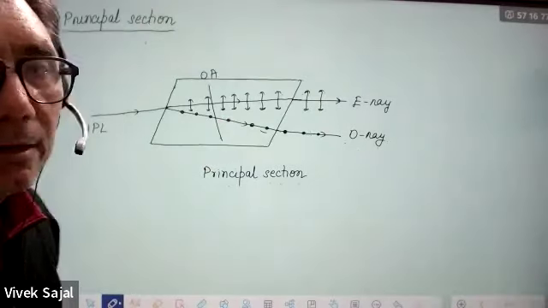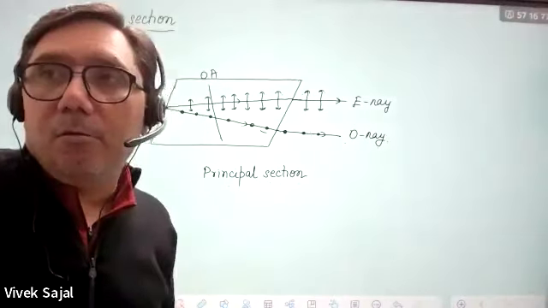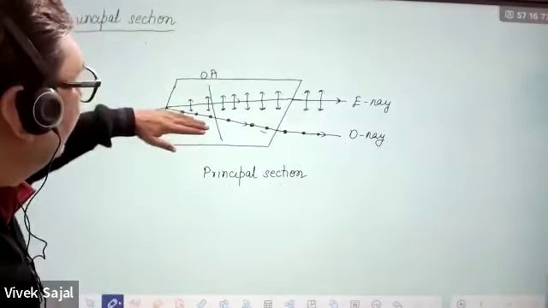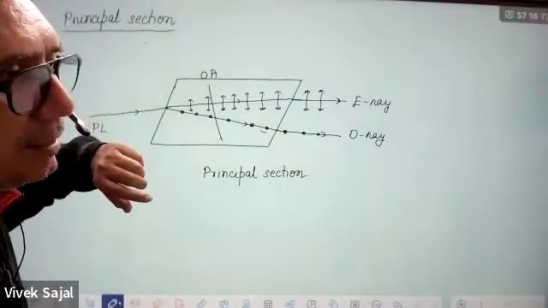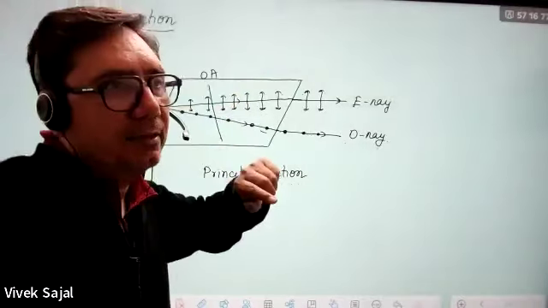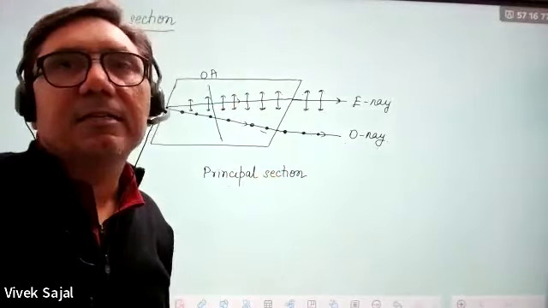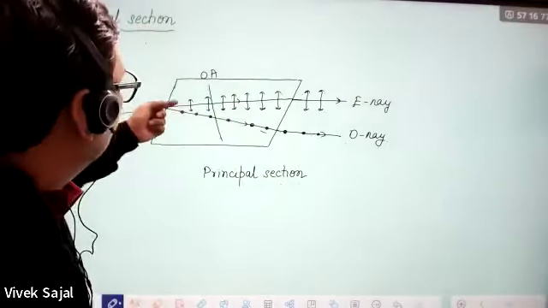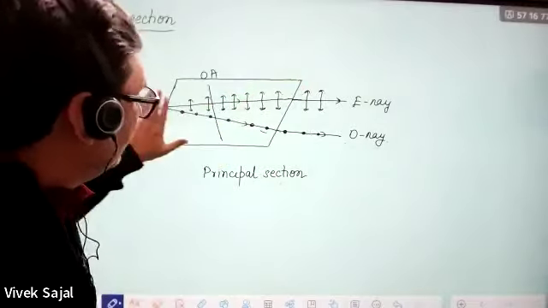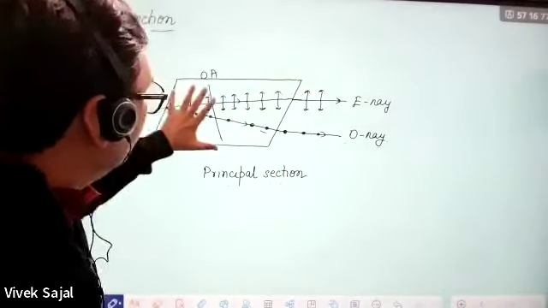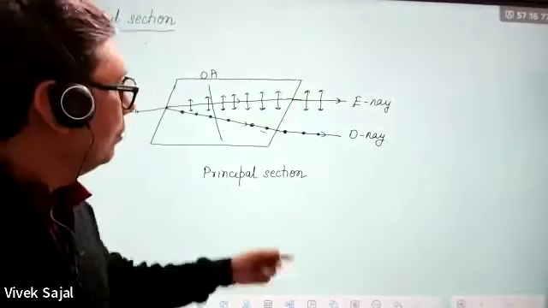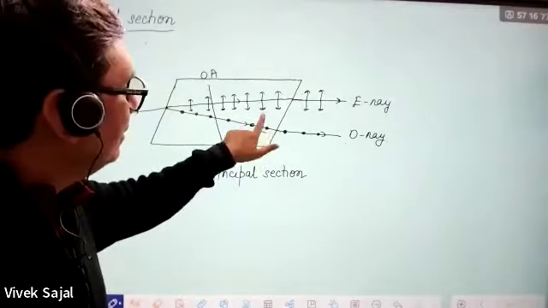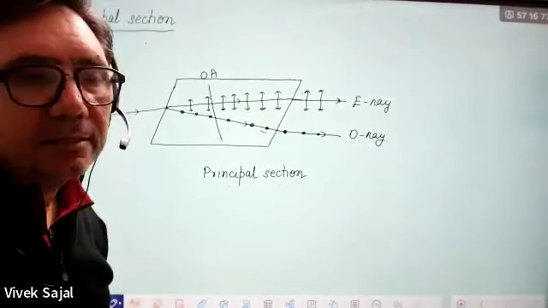Sir, we can say the plane is the same but the directions are different. Yes, correct. The directions of the electric vectors are different. It will move in another direction. So this is the principal section, and here I am showing you the plane of incidence. The electric vector of the ordinary light is perpendicular to this principal section, and here it is parallel to the principal section.